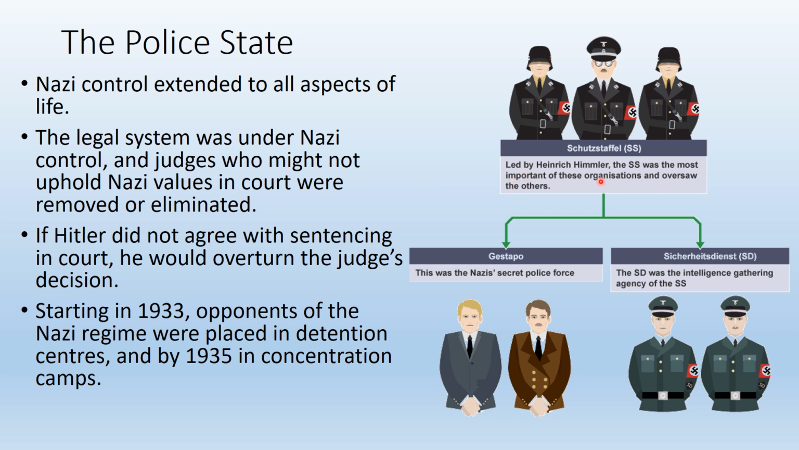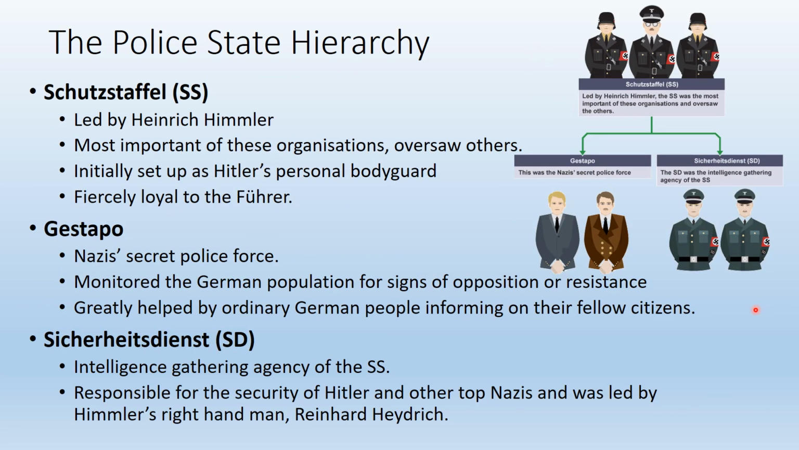We can see on the right-hand side, the SS, this was led by Heinrich Himmler. They were the most important organization and they oversaw the Gestapo and the SD, which was the secret intelligence agency. So here's a little bit more detail about that hierarchy. So the SS is led by Himmler. They were initially set up to be bodyguards for Hitler, but they were fiercely loyal. The SS soldiers were the most elite within the German army.